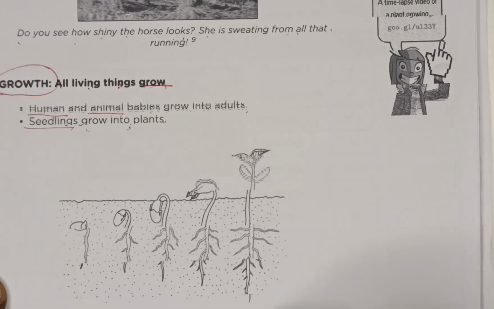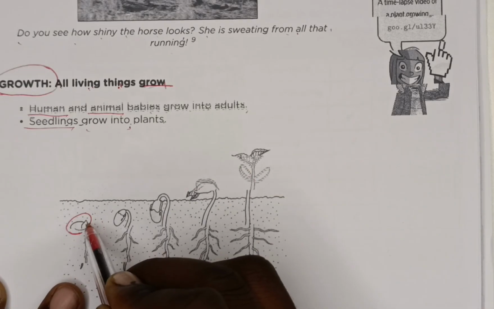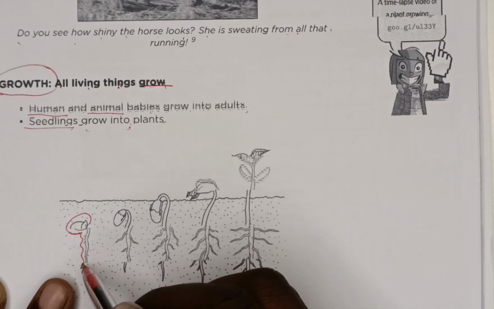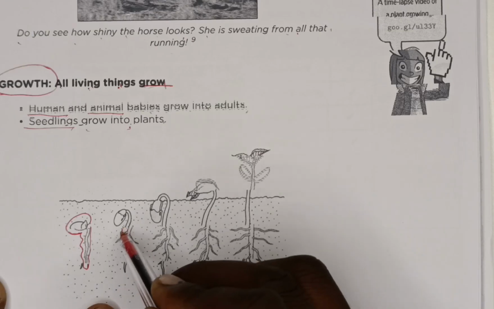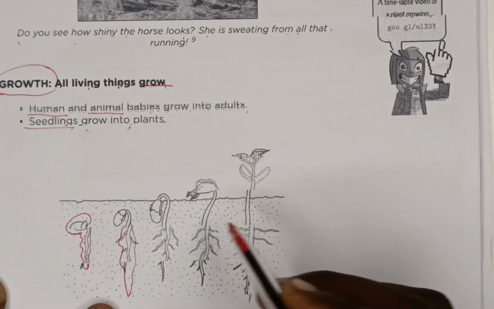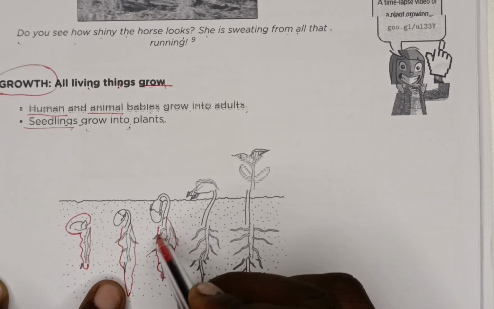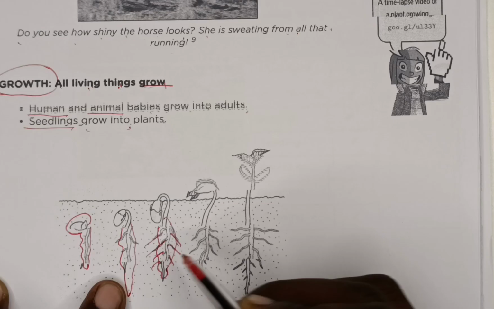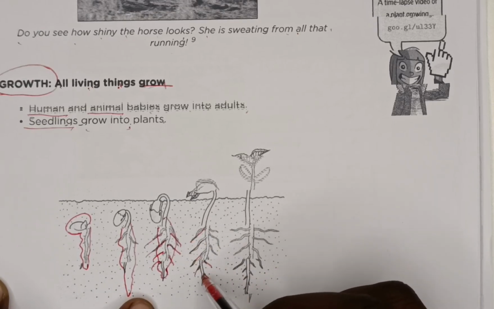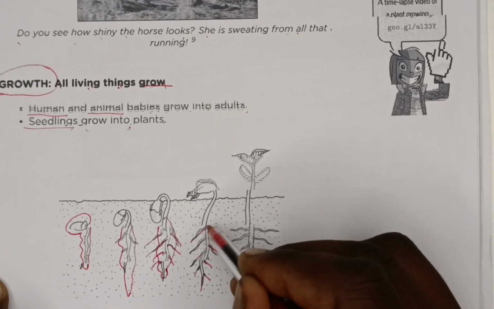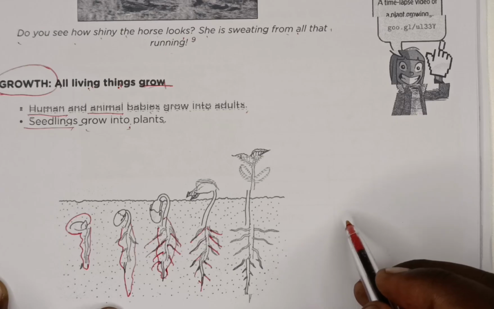So here is a picture of seedlings that are growing. This is just a seed, and it has got a short root. But if you see as it continues, the root grows a bit longer, and now this one is longer. It grows and gives off other roots as well, and then this grows longer, and it increases the number of other roots.